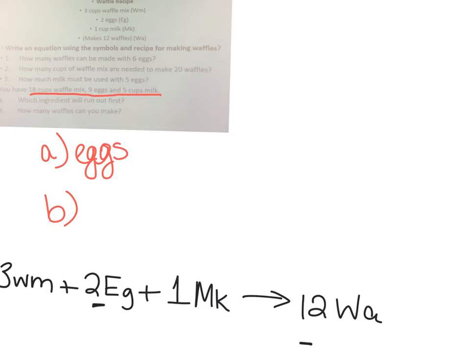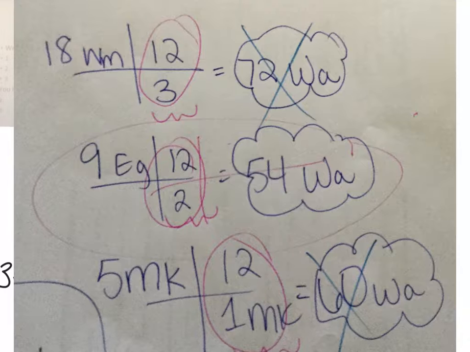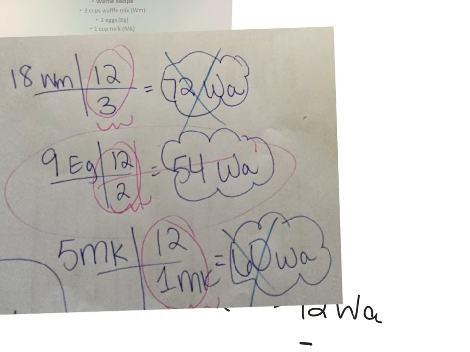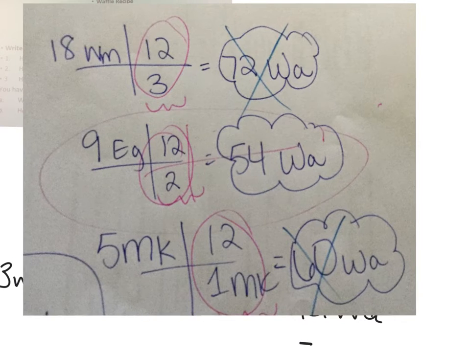Okay, so there's that. It'll be up on the screen in a second. All right. I know I kind of wrote all over it earlier, but this was how I had it. So I set up the little mole ratio, mole to mole thing. I figured out how many waffles each one of those ingredients would make, right? So we have 72, 54, 60. You already saw that I X'd out those two. Why did I X those out, do you think?